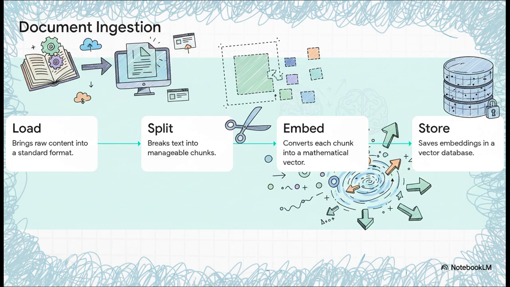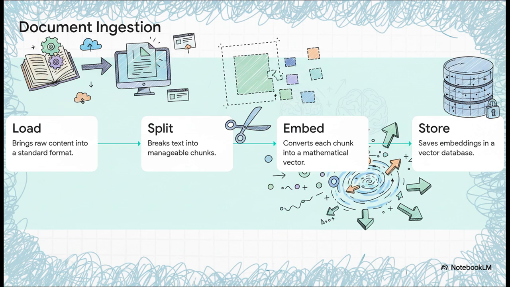Step 2 is split. We obviously can't feed a massive 100-page handbook into an AI all at once. It's just too big, the AI would completely lose focus. So, a text splitter breaks the document down into much smaller, manageable chunks. Think of these as individual paragraphs, like chunk 1 is page 1, paragraph 1.